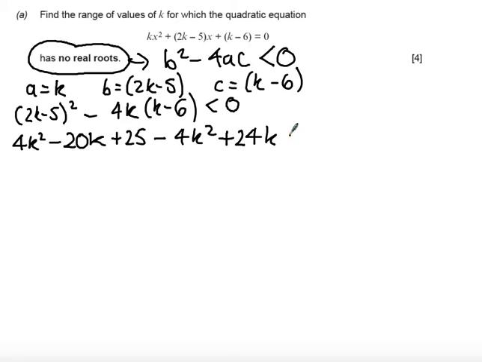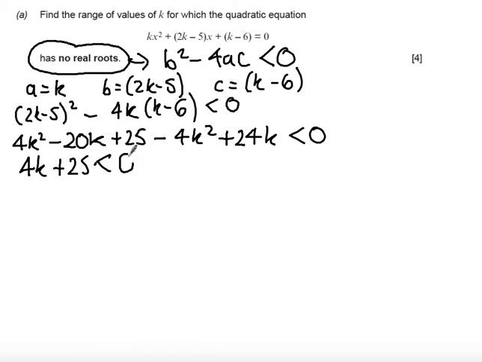And this is all now less than 0. So collecting terms, 4k squared minus 4k squared is 0. Minus 20k plus 24k gives me 4k. And there's no other constants to tidy up, so this is now 4k plus 25, less than 0.